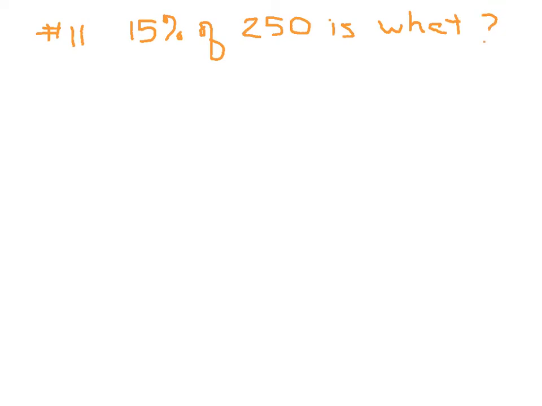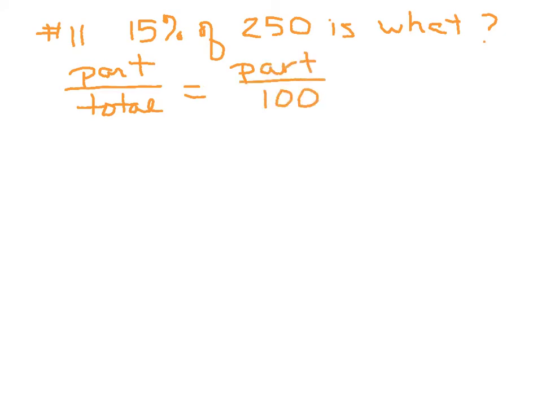All right. So once again, let's think about this in terms of part over total. So I'm going to have part over total is equal to part out of 100, right? Because a percent is always out of 100. So this part over here is easy. I have 15 out of a total of 100. That's my 15%, right? Now I have this 250 is my total, so it goes in the denominator. And I want to know what's the part that I have.